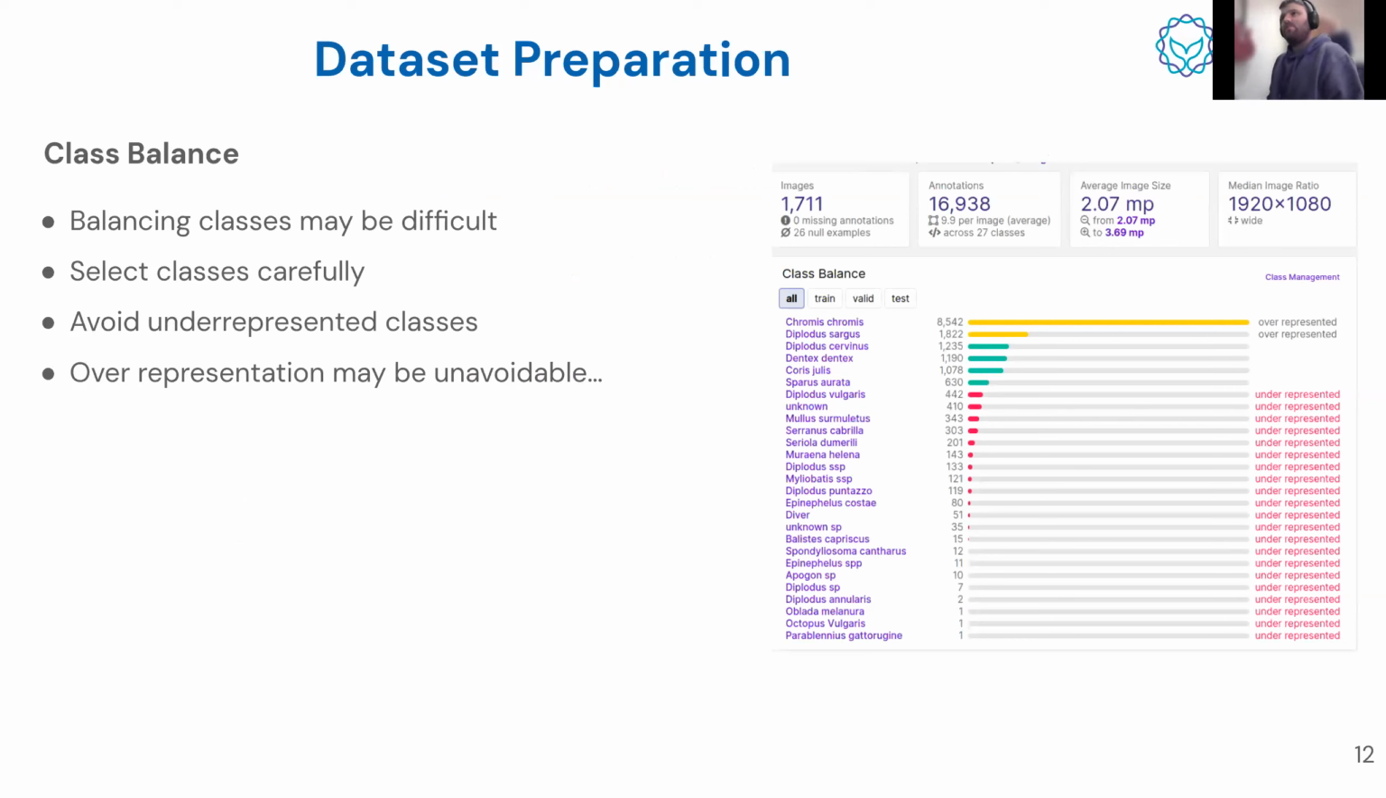The next thing that you need to pay attention to is class balancing. Class balancing means that you have more or less a similar number of labels for all your classes. Classes in this case mean fish species. So if you want to detect cats and dogs, it's obvious that you cannot have 100 pictures of cats and only 2 of dogs. You need more or less the same. But this may be difficult.